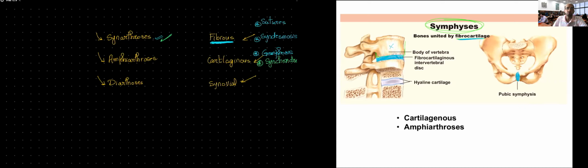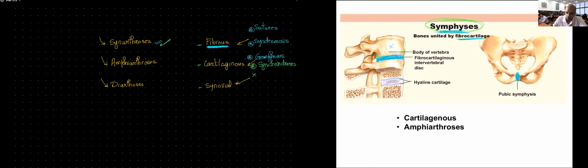Is there any movement of the spine? What do you think? So, symphysis, is it first a cartilaginous, fibrous, or synovial? What do you think? If I'm telling you that the symphysis is a joint between two bones which are attached with fibrocartilage, so what class of joints do you say it is? Is it fibrous, cartilaginous, or synovial? It's cartilaginous, exactly. So symphysis here is a cartilaginous joint.